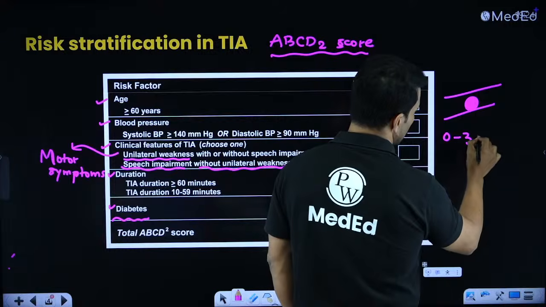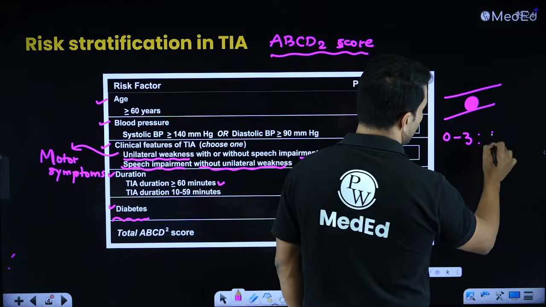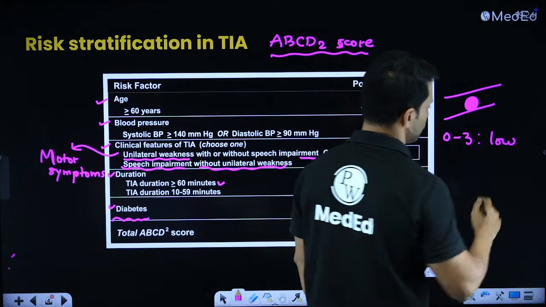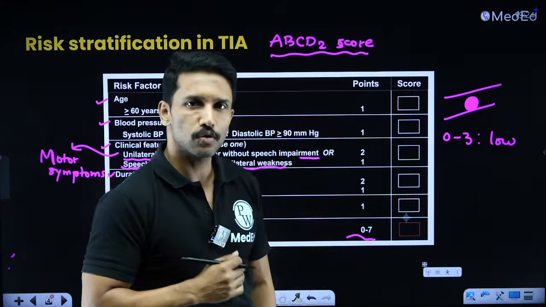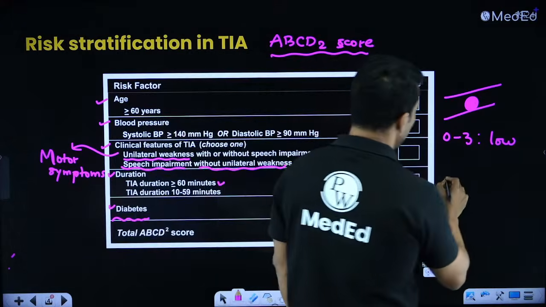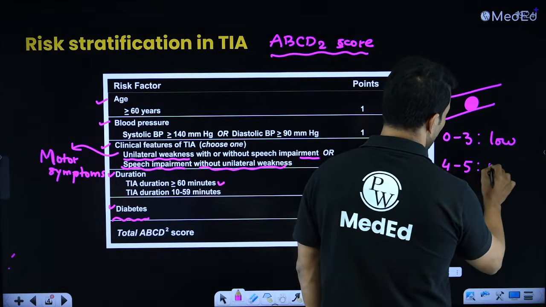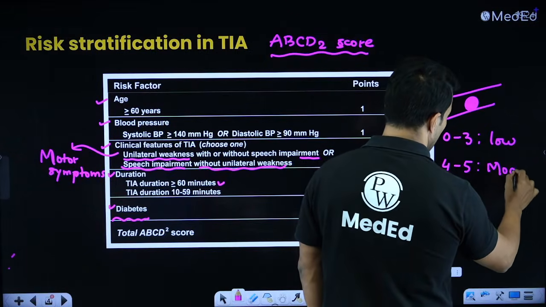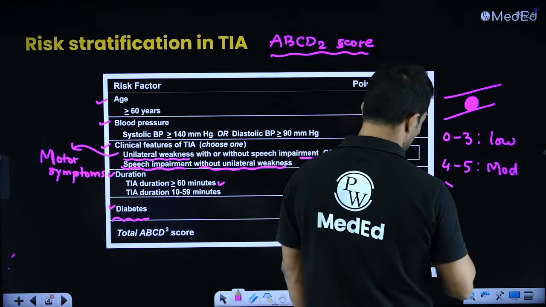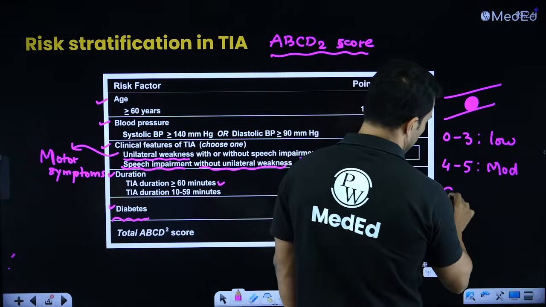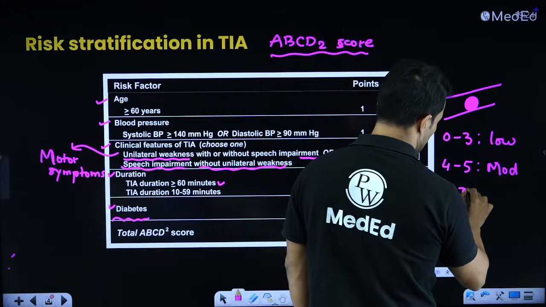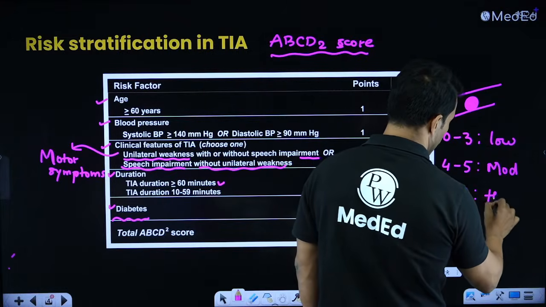0 to 3, the risk of developing stroke is low. And if it is 4 to 5, the risk of developing stroke is moderate. And if it is 6 to 7, the risk of developing stroke is very high.